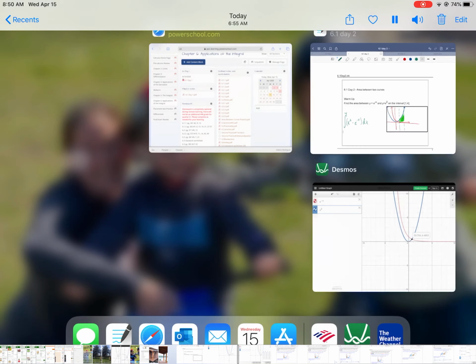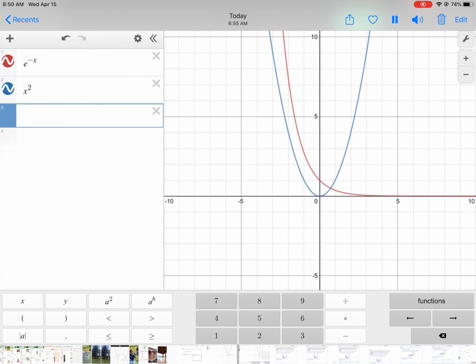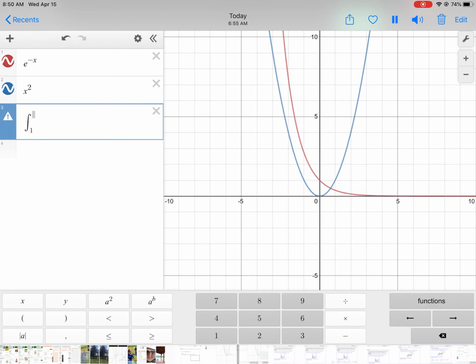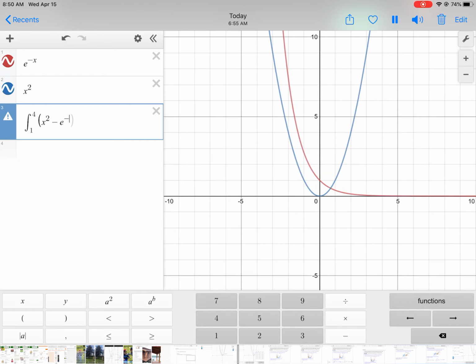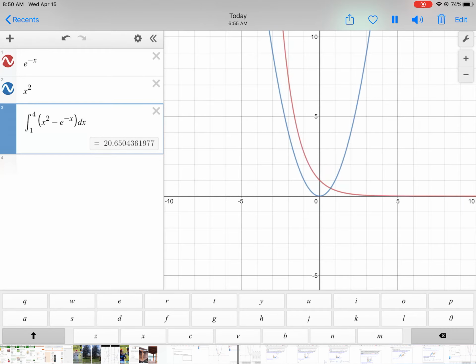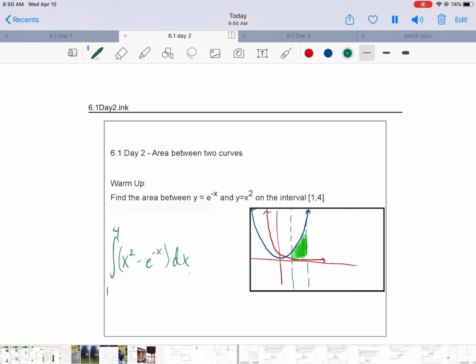Okay, so this gets put into the calculator, and we'll get our exact area. Remember, in Desmos, you get your integral symbol, you can type everything in, use your parentheses correctly, and end it with a dx. So 20.65 is the area between those two curves from 1 until 4.